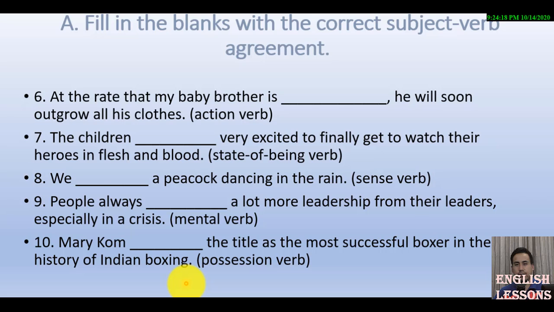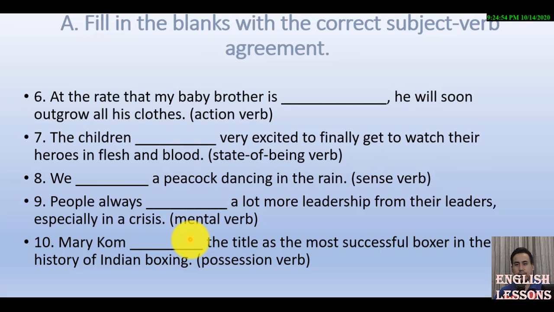Mary Kom dash the title as the most successful boxer in the history of Indian boxing. Possession verb. So what will it be? Mary Kom owns the title as the most successful boxer in the history of Indian boxing. Or we can also write, Mary Kom possesses the title. Remember, we're talking about only one person, Mary Kom. So the verb has to be singular. So owns, OWNS, you can write owns, or you can also write possesses, which is a singular verb. Either way, it's correct.